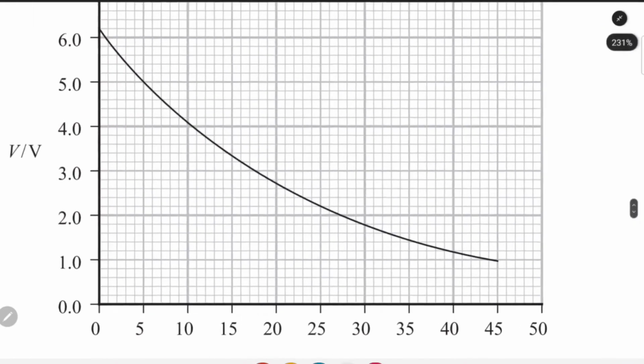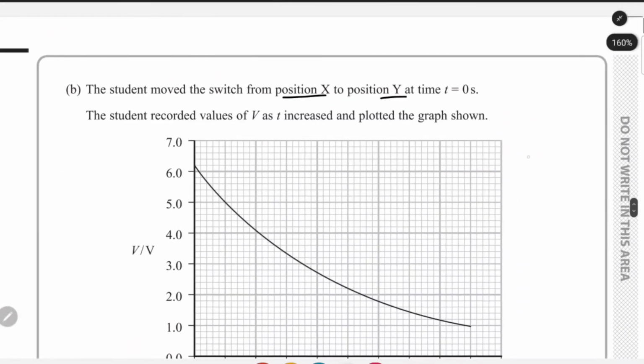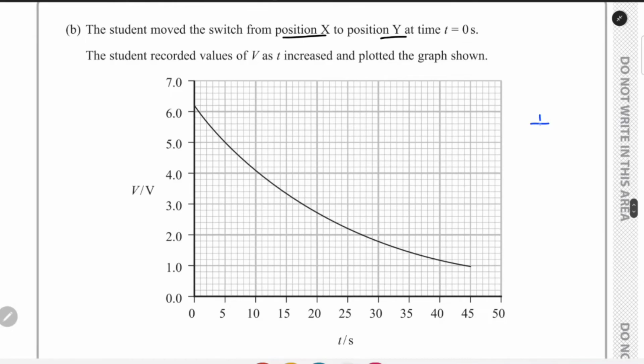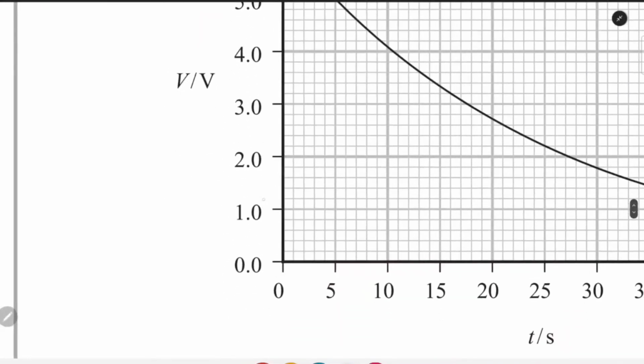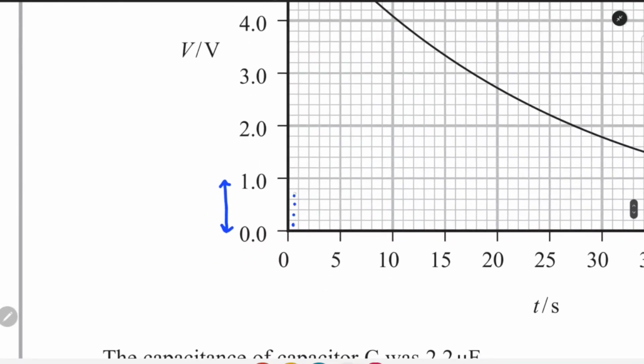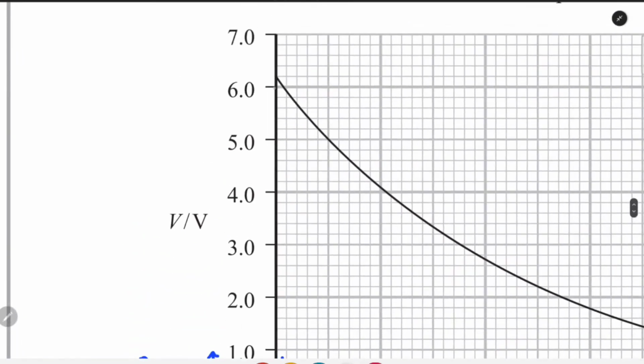The time constant is the time it takes for the initial voltage to become 1/e, so 1 divided by e, which is around 38%. So the initial voltage, if I want to find that, I see that each 5 boxes, so 1, 2, 3, 4, 5, each 5 boxes represent 1 unit on the y-axis. So each small box represents 0.2 volts. So this is 6.2 volts.